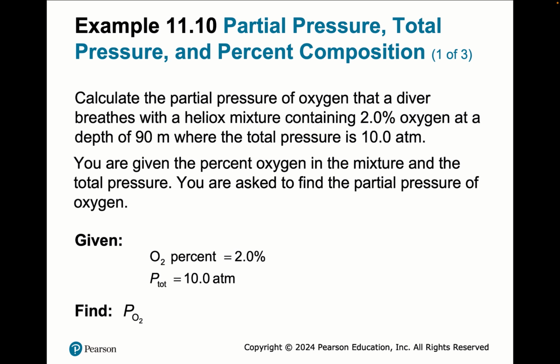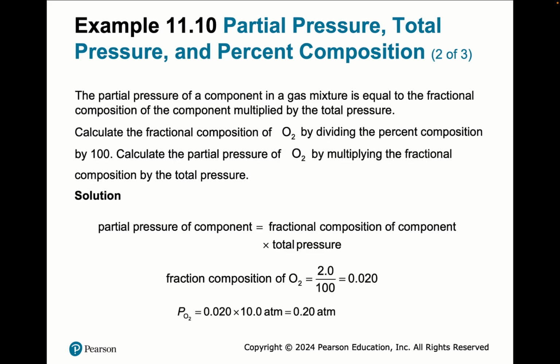So this is important for scuba divers. What's the partial pressure of oxygen for a diver who breathes a heliox mixture containing 2% oxygen at a depth of 90 meters, where the total pressure is 10 atmospheres? It's pretty far down. So how do we do this? You just multiply the 2% times 10 atmospheres, and it's a straight shot multiply.